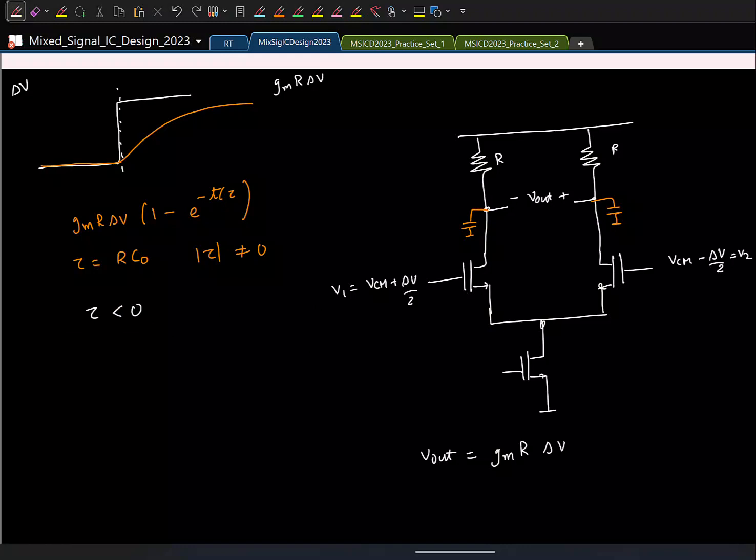hypothetically, let's say we can make it, right? Here, we can't make the capacitance negative because the capacitance is already there. The resistor is what we are putting. So in principle, let us say somehow we can put a negative resistor, and let's see what happens. So now I am going to replace R with negative R. What will happen to this? It's minus gm R delta V, 1 minus e to the power plus t by some tau, right? So if I rewrite this, it is gm R delta V.